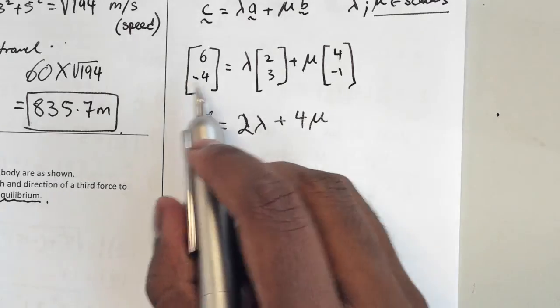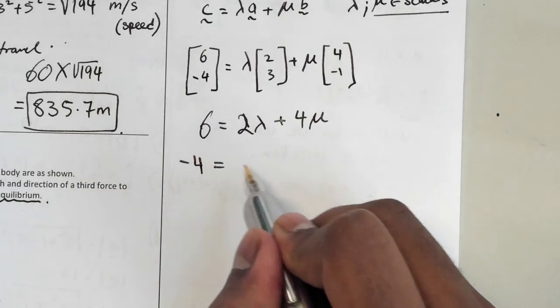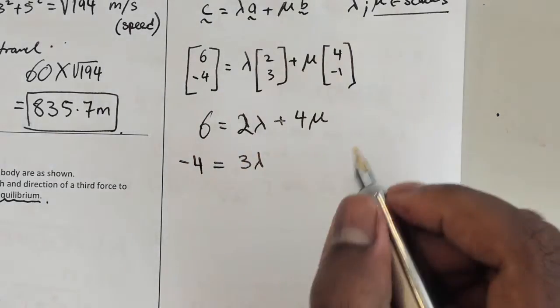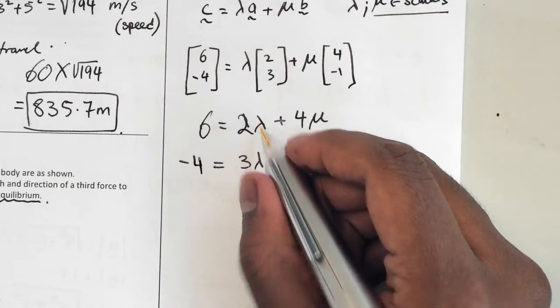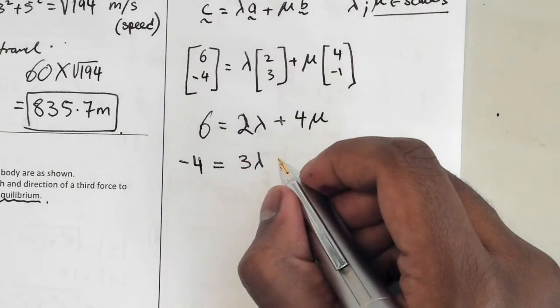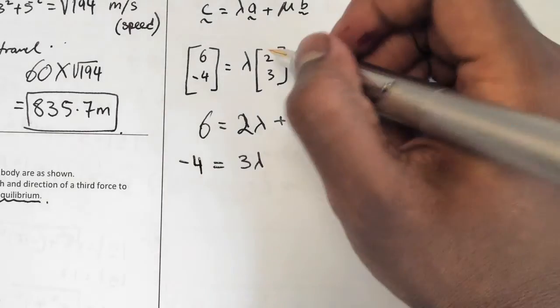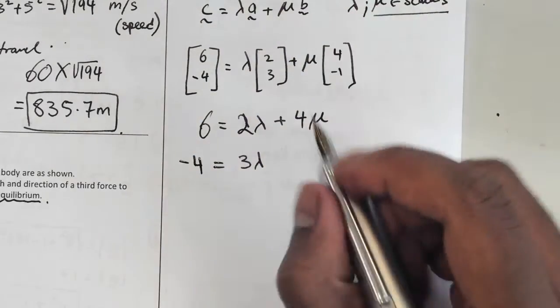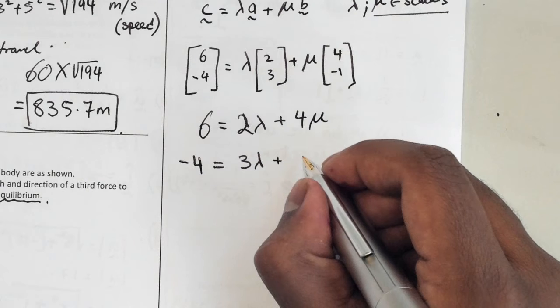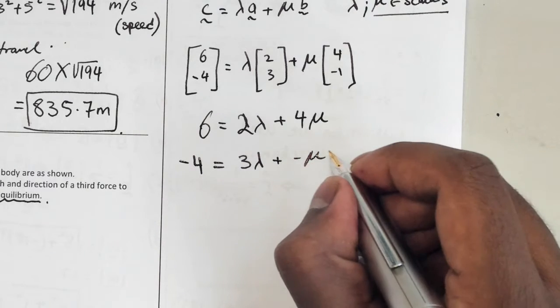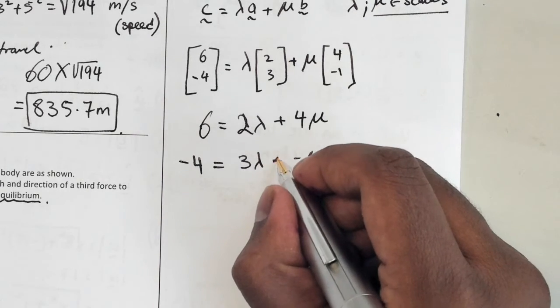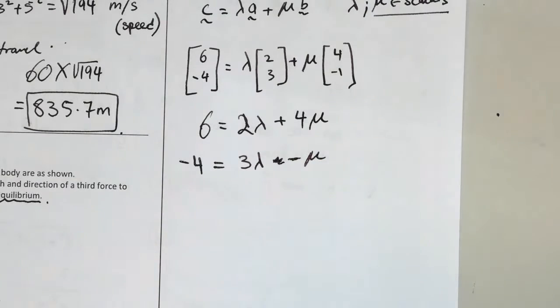And the vertical component, negative 4 equals 3 times a number, which we don't know yet. But it's the same as that number. It has to be. Why does it have to be the same? Because these are all from vector A. Plus negative mu. We'll just write negative.